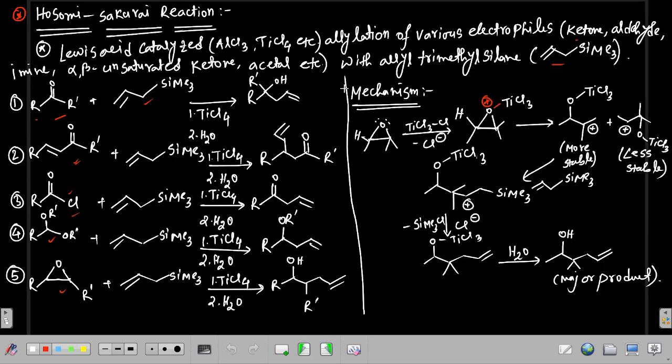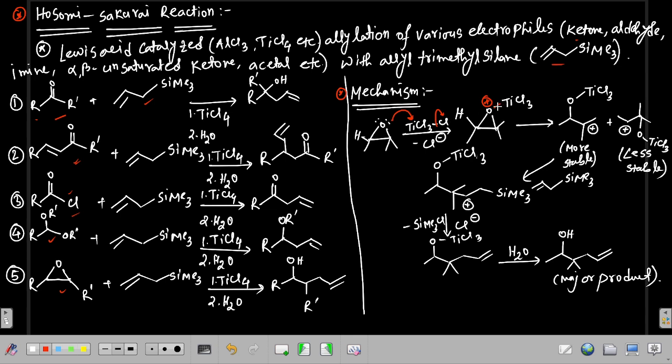So we will come to the mechanism of this reaction. We will see the epoxide mechanism. In this reaction we are using Lewis acid as a catalyst. So epoxide will have a lone pair on the oxygen. This lone pair will attack on the TiCl4, and this leads to the removal of the chloride ion.